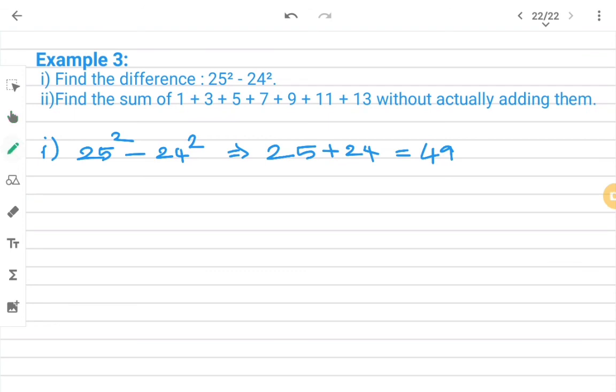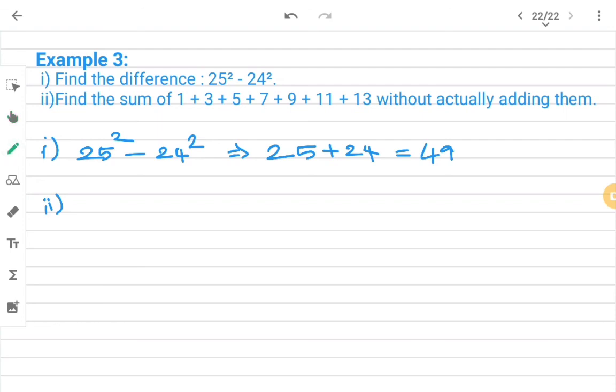And now, the second subdivision. What is the second subdivision? Find the sum of this without actually adding them. Here what is given? Observe it. All are odd numbers, right? Sum of the first how many odd numbers? 1, 2, 3, 4, 5, 6, 7. So the first 7 odd numbers are added.